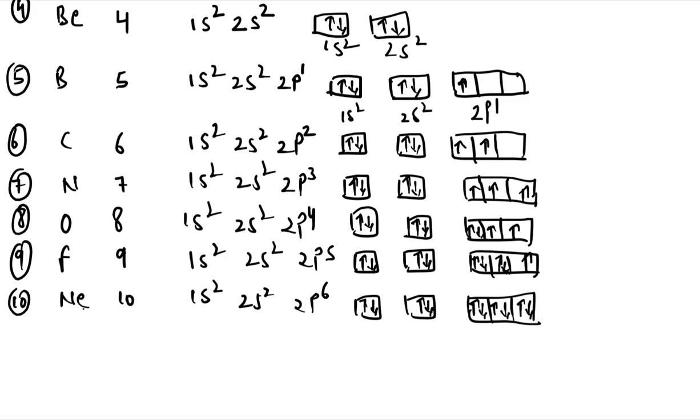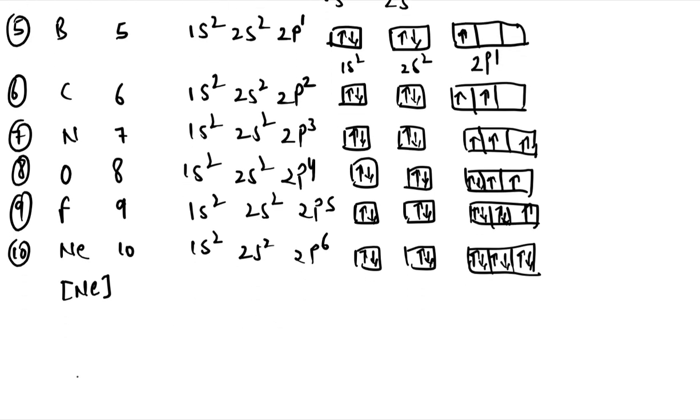I stopped at neon right now. Why? Because if you remember the periodic table, neon is a noble gas, right? It has a fully filled orbital. So p can have a maximum of 6 electrons and all are filled here. So that's why sometimes we represent neon like this and then write the rest of the configuration.